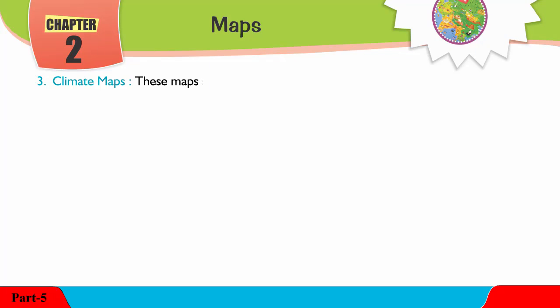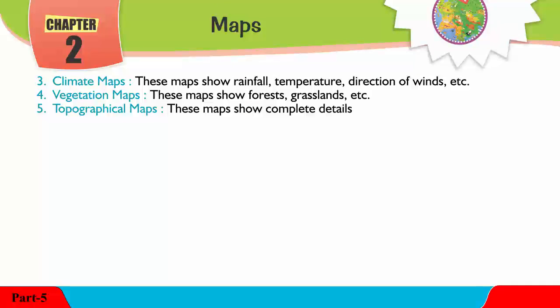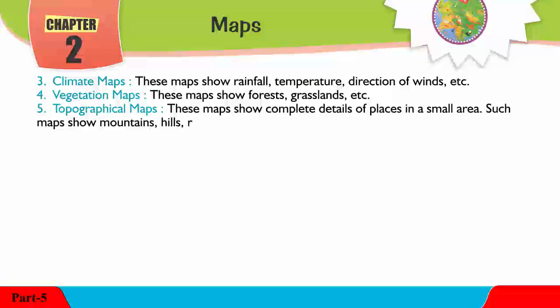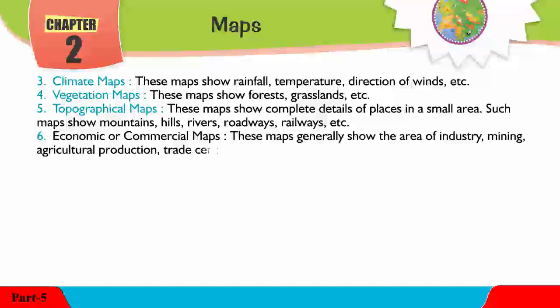3. Climate maps. These maps show rainfall, temperature, direction of winds, etc. 4. Vegetation maps. These maps show forests, grasslands, etc. 5. Topographical maps. These maps show complete details of places in a small area. Such maps show mountains, hills, rivers, roadways, railways, etc. 6. Economic or commercial maps. These maps generally show the area of industry, mining, agricultural production, trade centers, ports, trade routes, etc.